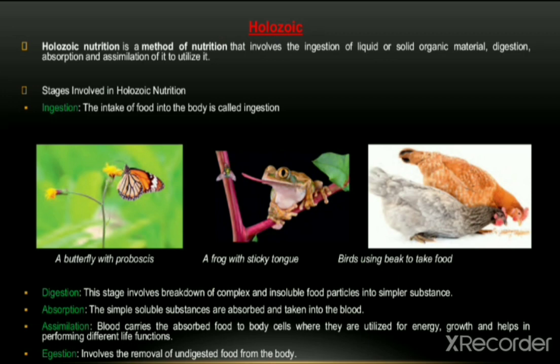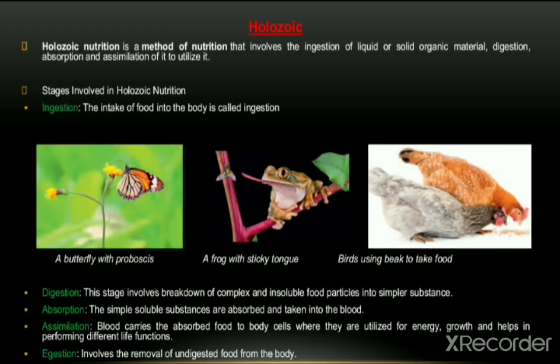The next process is digestion. As the food is taken in, it is then converted to soluble, simpler substances, and the process is known as digestion. So, digestion involves breaking down of complex and insoluble food particles into simpler substances. Once the food is digested, it is absorbed by the blood. The simple soluble substances are absorbed and taken into the blood, and this process is known as absorption.